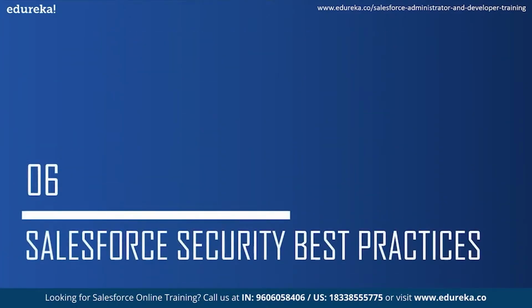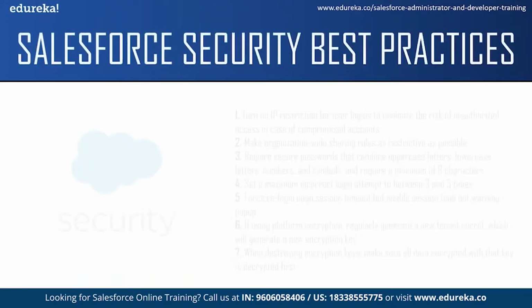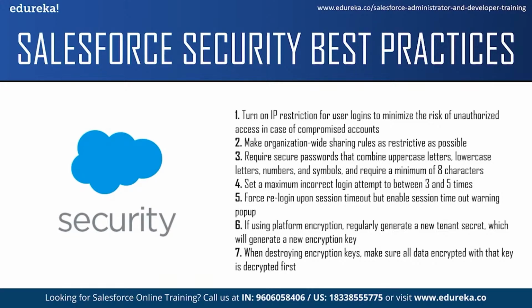Now moving on to the final topic for today, which is Salesforce security's best practices. The first one is to turn on IP restriction for user logins to minimize the risk of unauthorized access in case of compromised accounts. Second is making organization-wide sharing rules as restrictive as possible while allowing normal business functions, and using role hierarchy, sharing rules, permission sets, etc. to extend access beyond the organization-wide sharing rule.